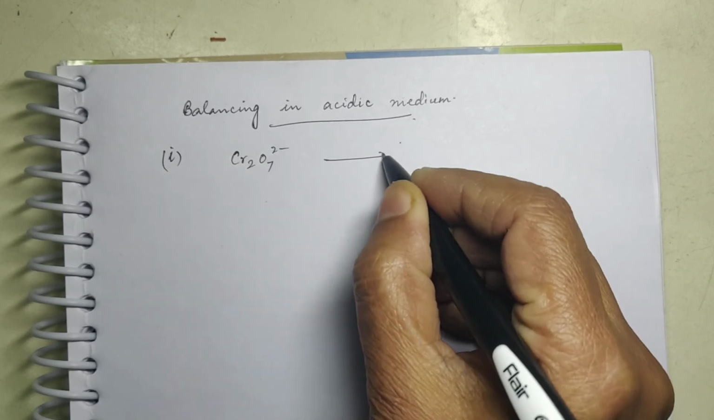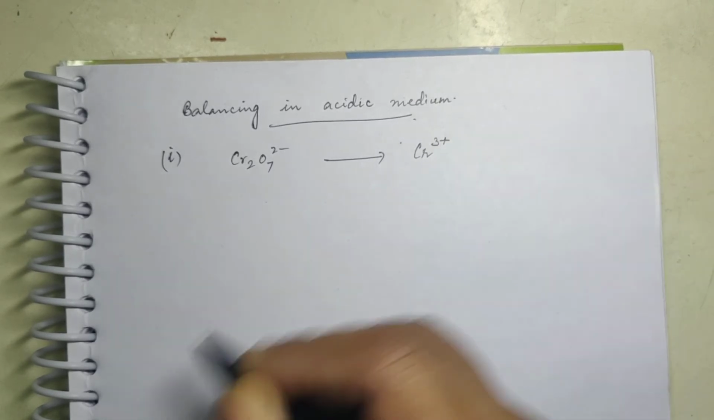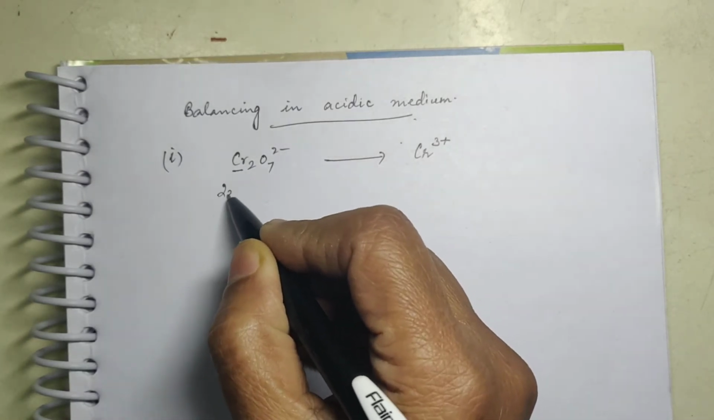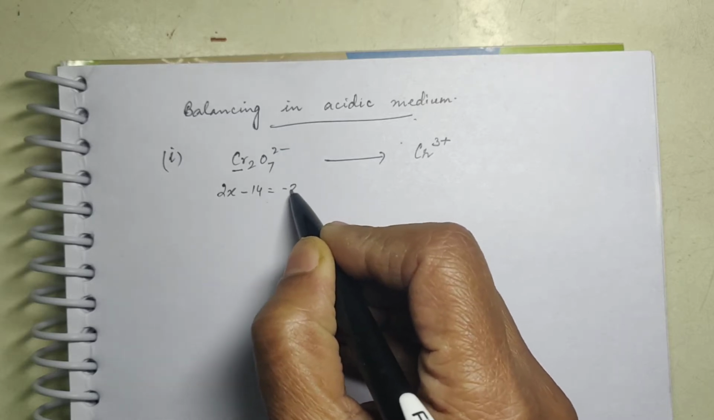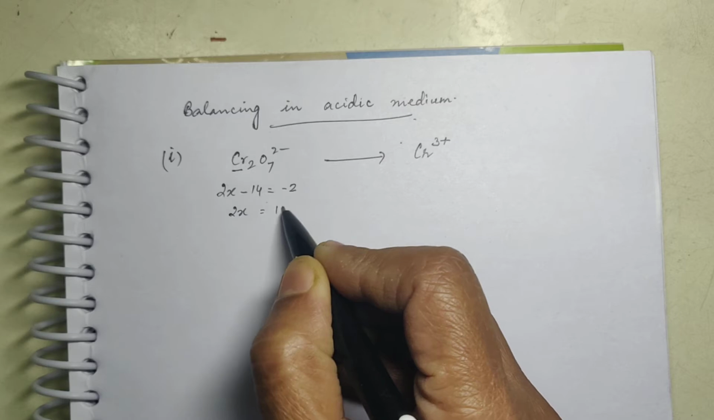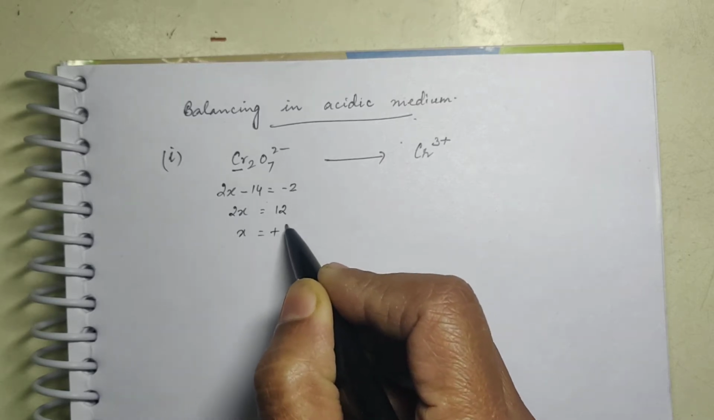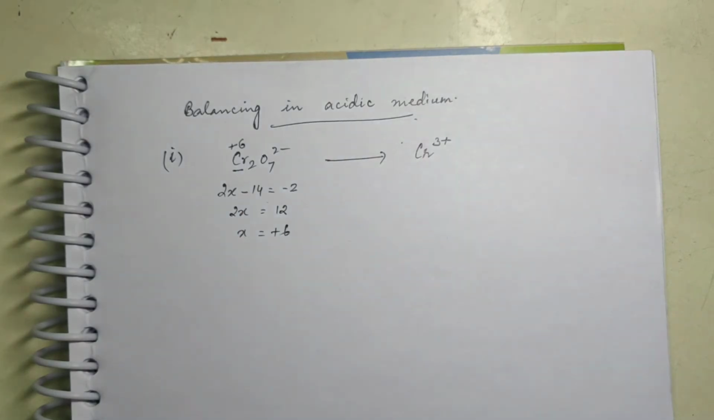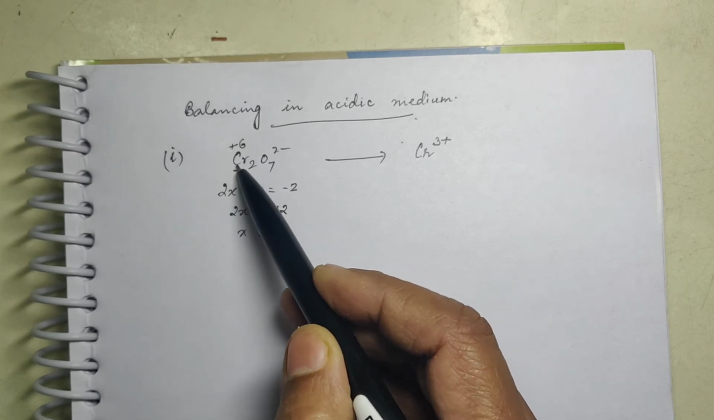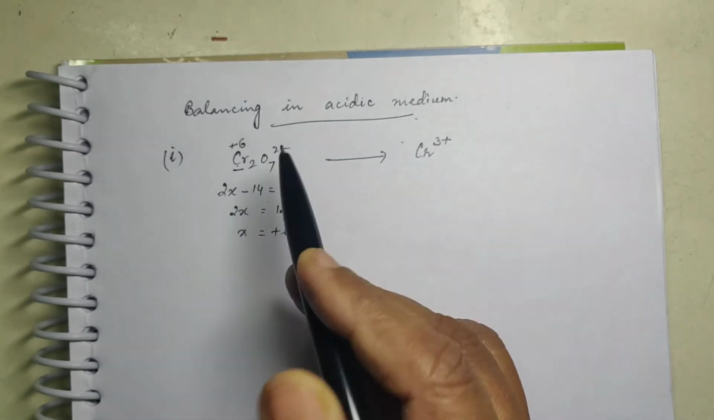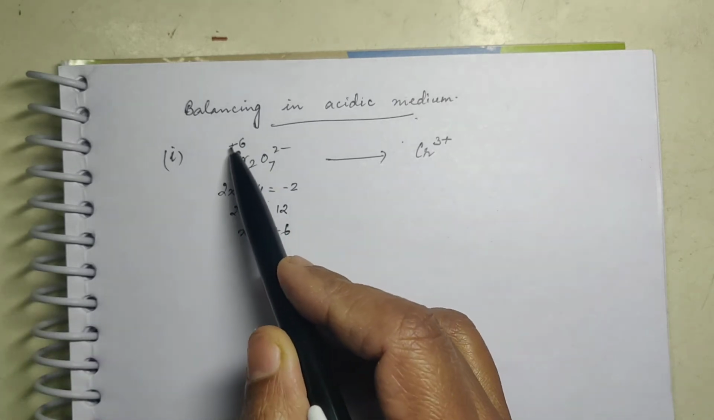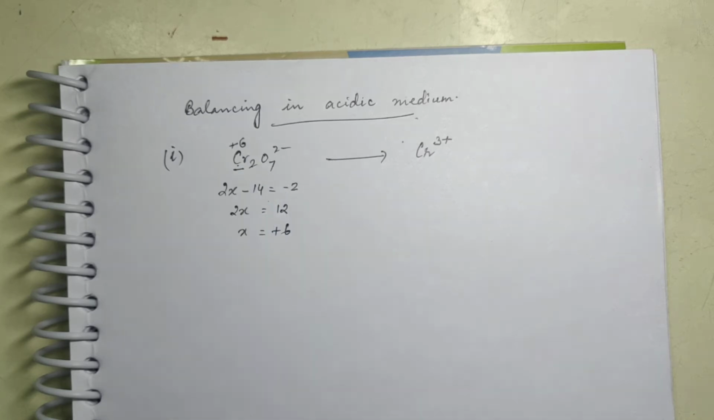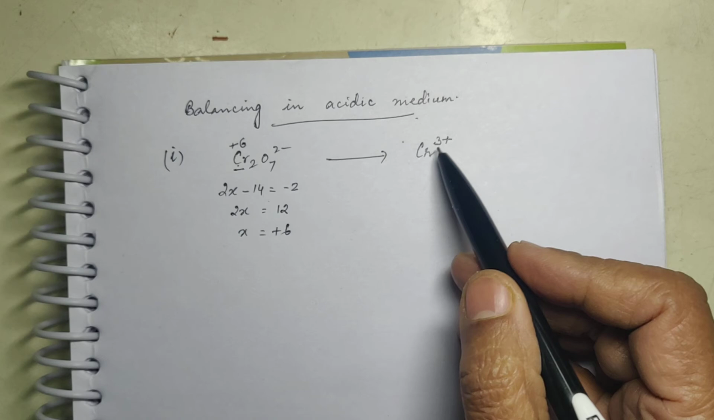Cr2O7 2 negative to Cr3 plus. Now what is the oxidation state of Cr? It is 2x minus 14 is equal to minus 2. Therefore 2x is equal to 12 and x is equal to plus 6. So whenever you write the oxidation state, it is indicating for a single atom. Always it indicates for a single atom. You are not supposed to write plus 12 here. You have to write plus 6 only. Plus 6 into 2 is plus 12. You have to remember that, but you are not supposed to put plus 12 here. And here it is Cr3 plus.